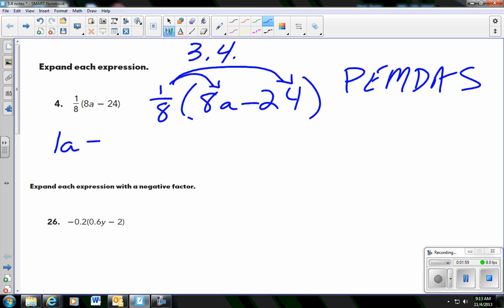And since it's a minus sign, we'll write minus 3. And then 1 times a, we know that anything times 1 is itself. So 1 times a is a, and then the minus 3. And again, you can't subtract a and 3 because they are not like terms. So our answer to number 4 there is a minus 3.